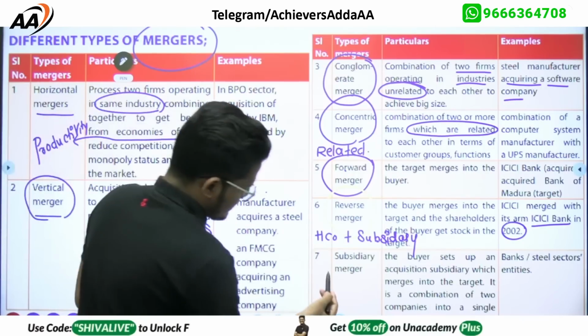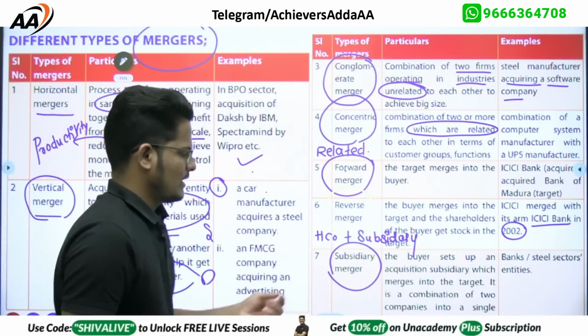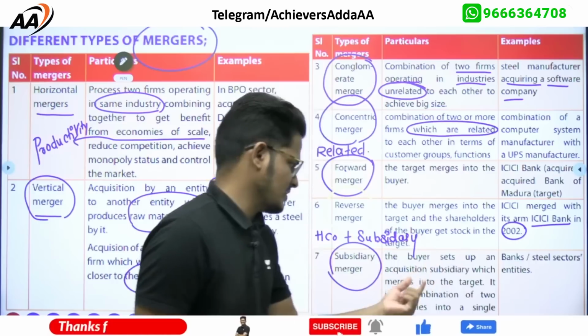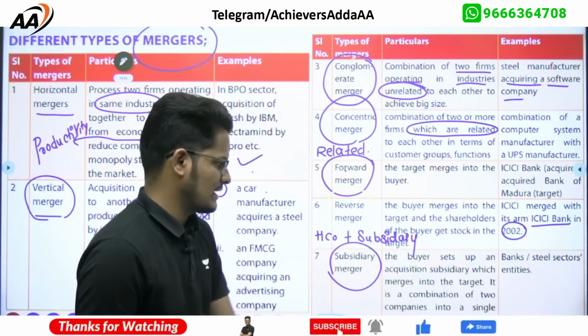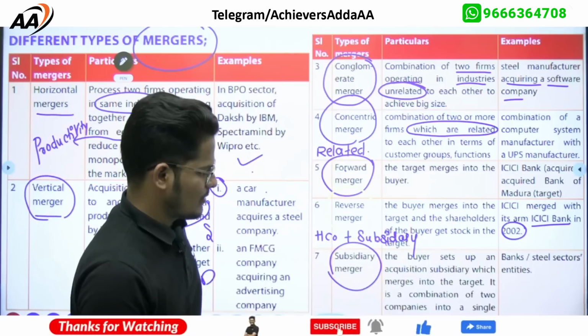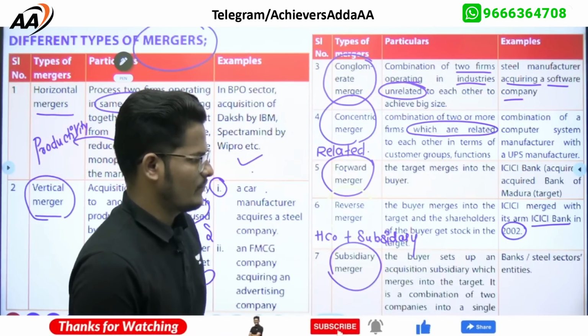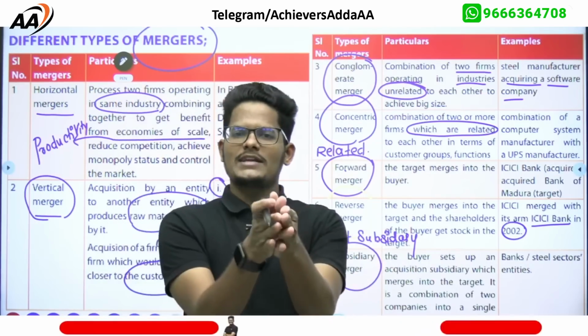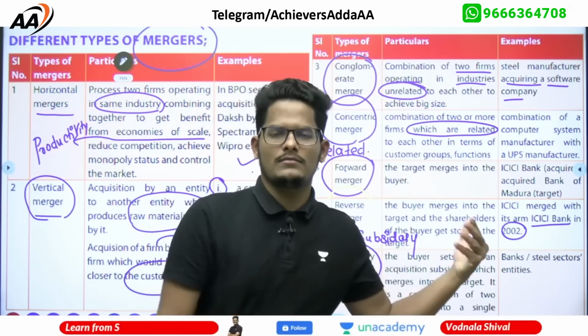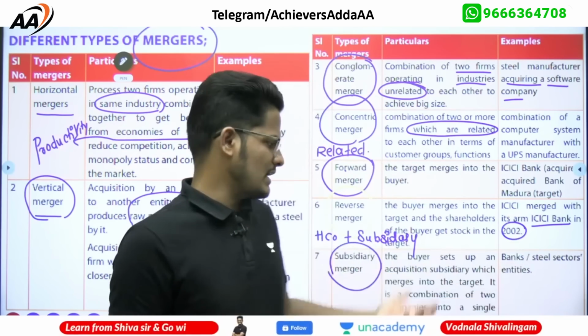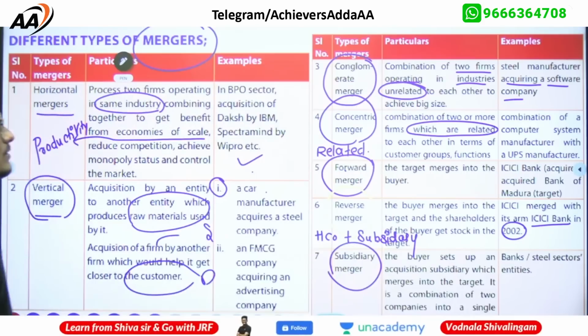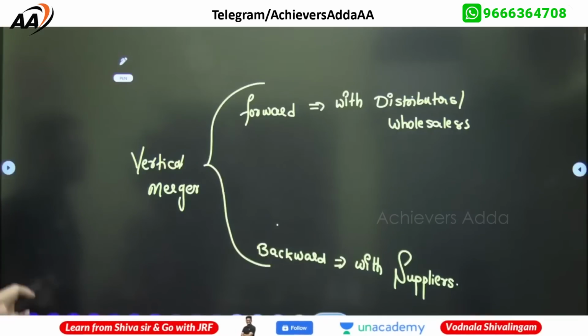Next, subsidiary merger. What is this? The buyer sets up an acquisition subsidiary which merges into the target, and it is a combination of two companies into a single larger company. So a combination of multiple subsidiaries will become one bigger company. That is what a subsidiary merger is. These are the types of merger.